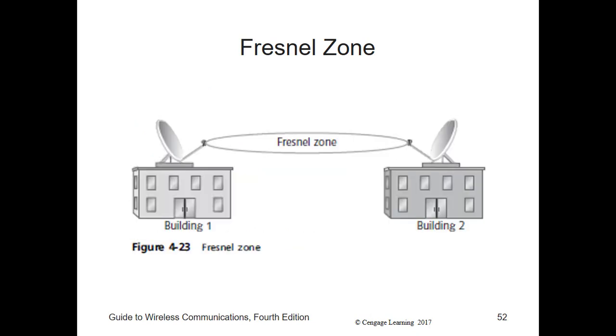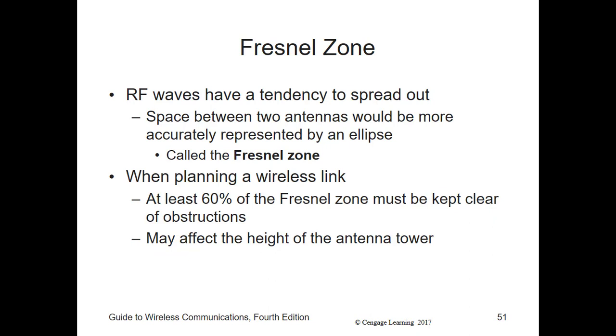Okay, so when planning a wireless link, you have to understand that at least 60% of the Fresnel zone must be kept clear of obstructions, which may affect the height of the antenna tower. If an obstruction such as a tree or a building blocks more than 40% of the RF signal, it blocks the radio signals completely.